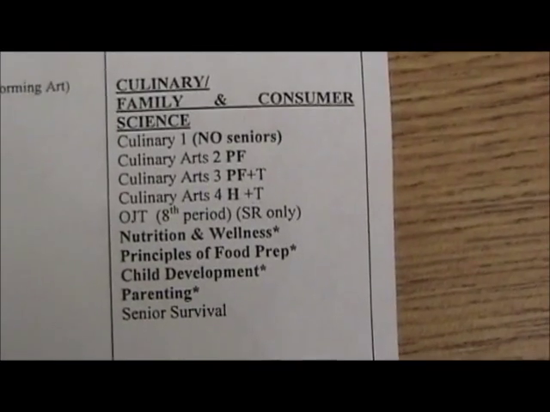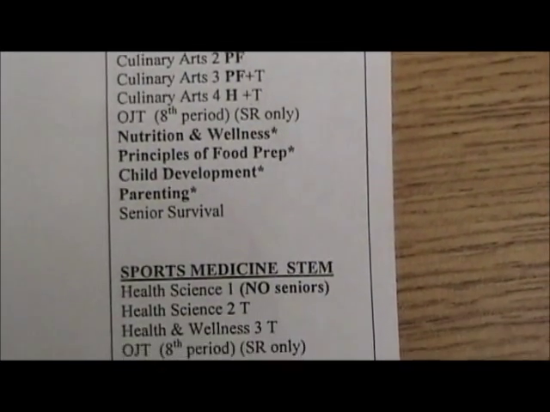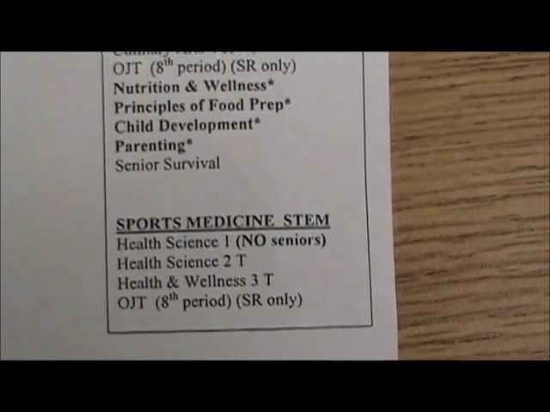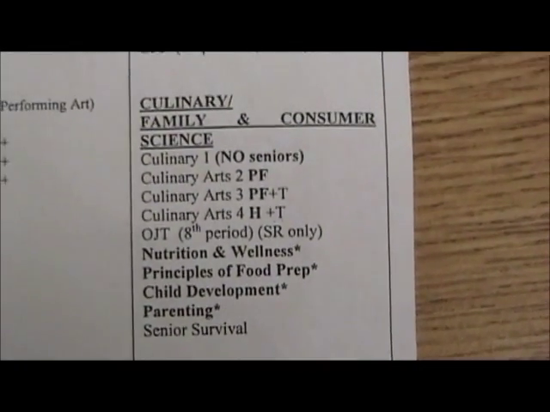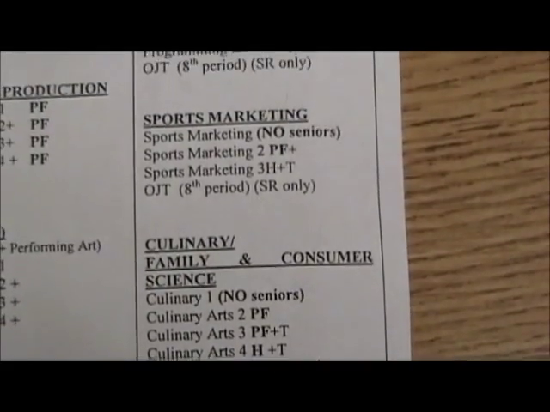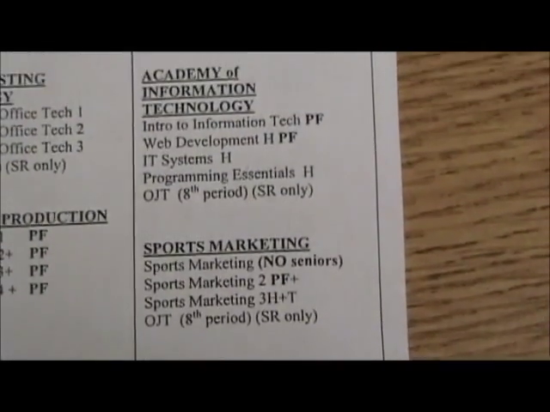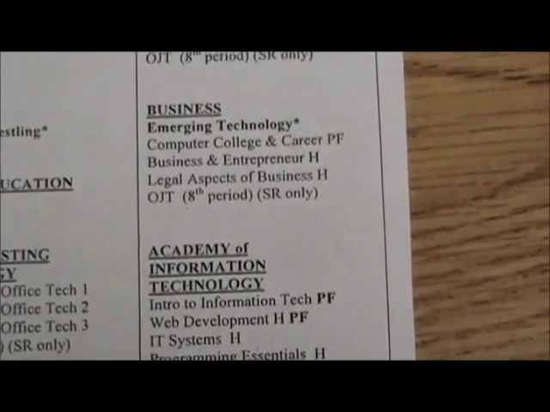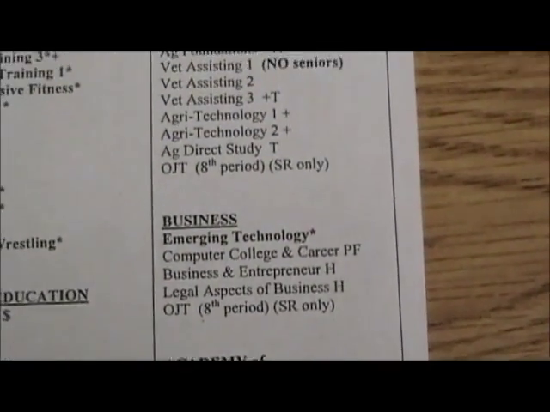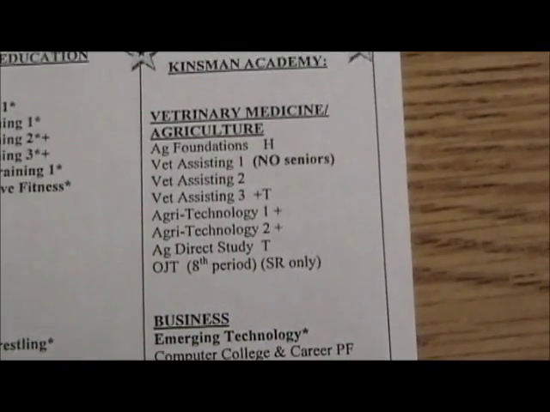OJT, on-the-job training, is for students with a job who wish to earn credit for working. OJT is listed under each vocational category: agriculture, business, Academy of Infotech, sports marketing, culinary, sports medicine, administrative office tech. You must be enrolled in one of these classes in order to have OJT. OJT is for seniors only.